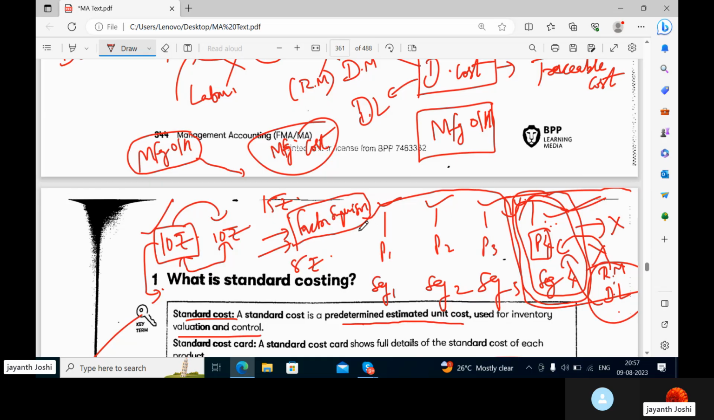That means indirect cost. But still, manufacturing overheads should be considered to find out the cost of a product. Why should they be considered? Because as per the US GAAP or as per the accounting standards, US GAAP is the accounting standard of the United States. I'm speaking about as per the accounting standards.